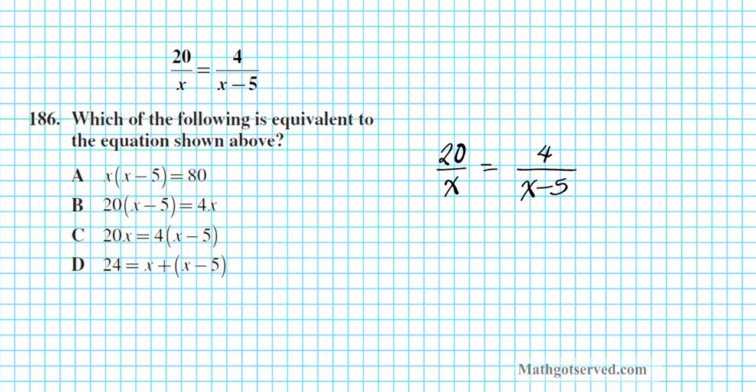When you cross multiply, what happens is that you take the denominator on the left and you multiply by the numerator on the right, and then the denominator on the right multiplied by the numerator on the left. So that's what cross multiplication is. If we apply that algorithm, we'll have 20 times x minus 5 equals 4x. Let's freeze for a second. Do we have a match? We absolutely do. The answer to number 186 is option letter B.